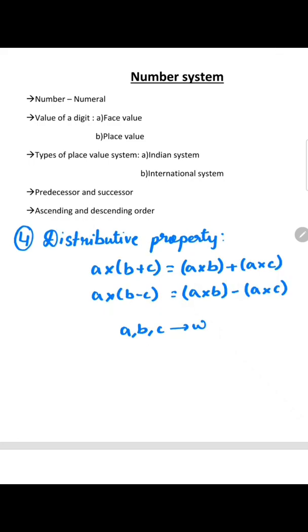The fourth property under the whole numbers is the distributive property. According to this property, A × (B + C) = A × B + A × C, and A × (B − C) = A × B − A × C. The distributive property under the whole numbers is possible only when A, B and C belong to the whole numbers.